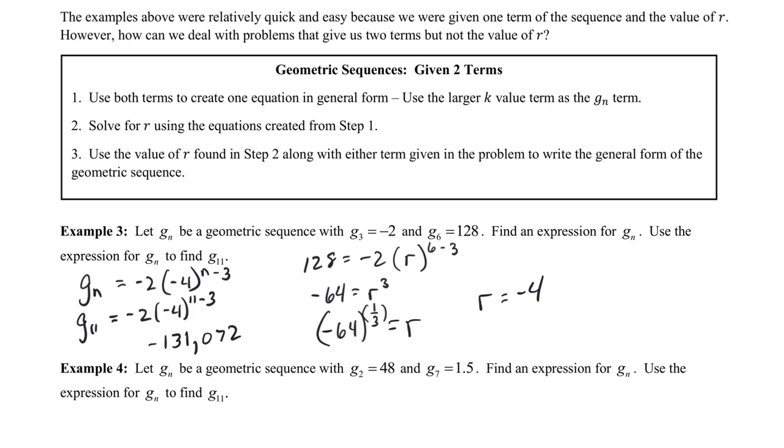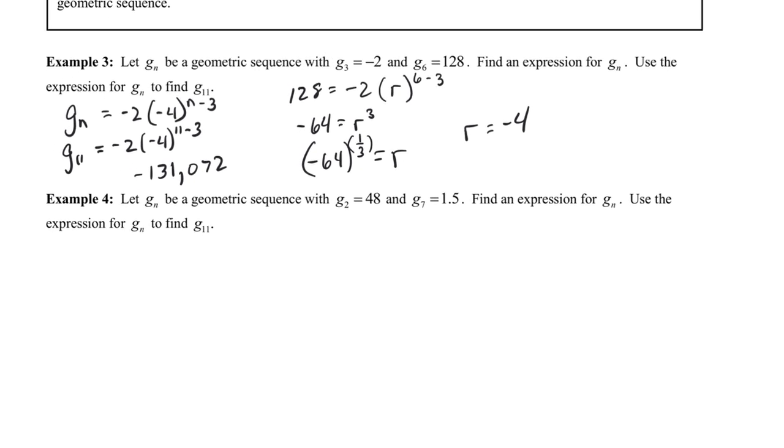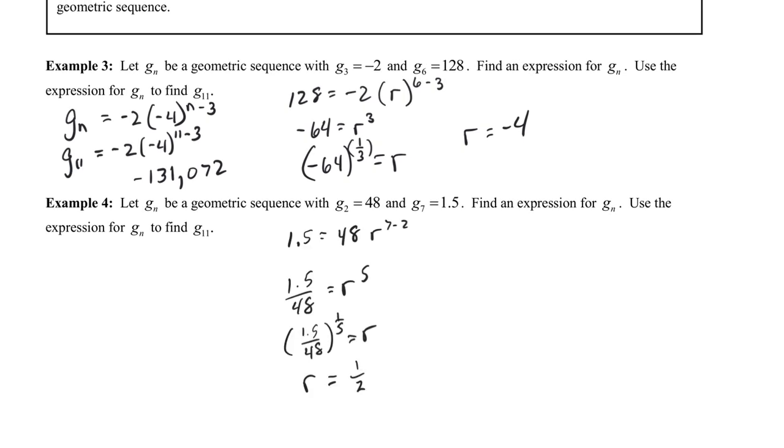Okay. Let's get some room for example 4 here. So let's move all of this up. All right, example 4. Let G sub n be a geometric sequence with the second number being 48, the seventh number being 1.5. Find the expression, and use it to find the 11th term. So go ahead and pause the video and give it a try. All right, hopefully you did all that and you got your ratio of 1/2. Could you use 0.5? 100% you can use 0.5.